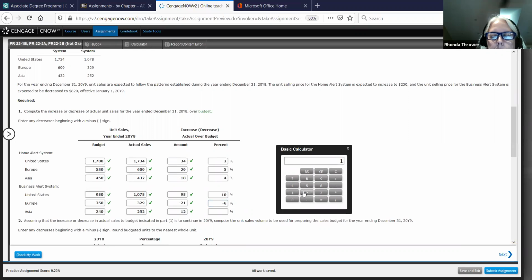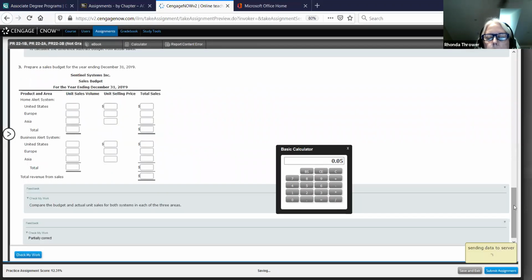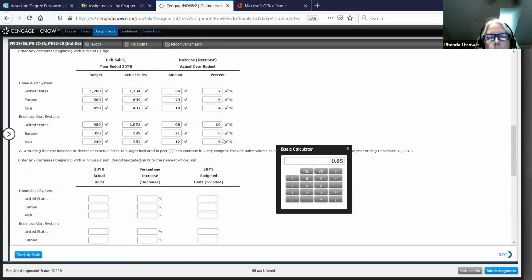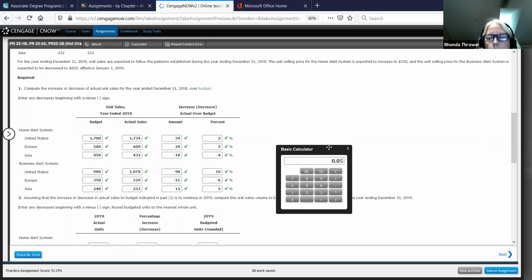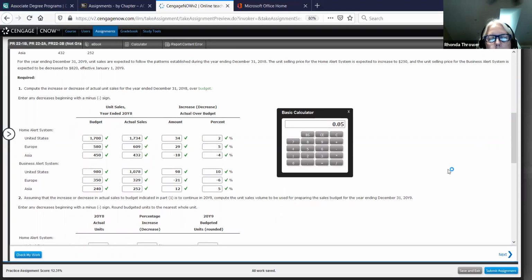And 12 divided by 240 is, okay, it didn't look quite right to me, so let me try that again. 12 divided by 240 is 5%. And then we're going to check our work. And we're okay here.